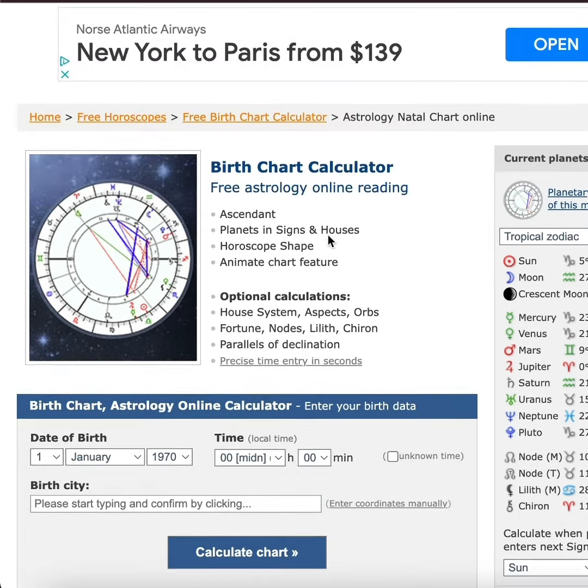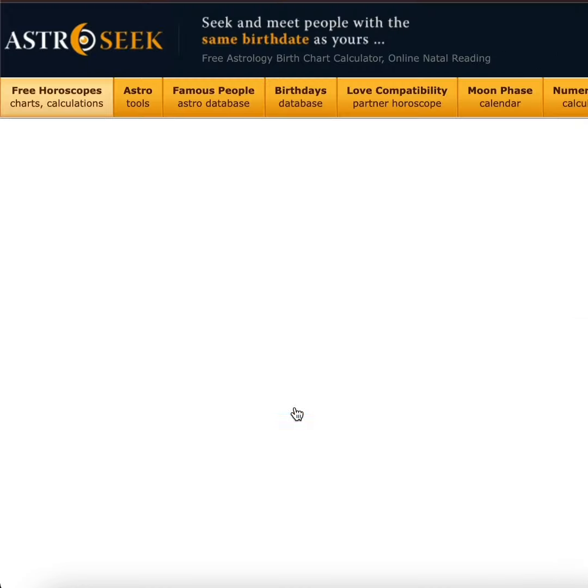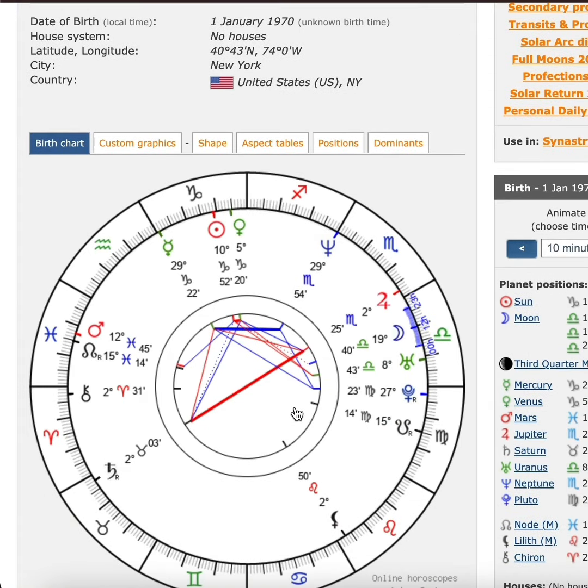So when you get to this point right here, you want to put in your birth information, the place you were born. I was born in New York, so I'm just going to put New York. If you do not have your time of birth, that is okay. Click unknown for right now. Generate your chart. You're going to get a picture just like this, right?